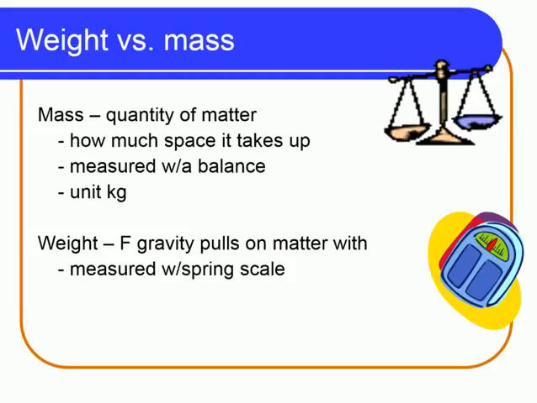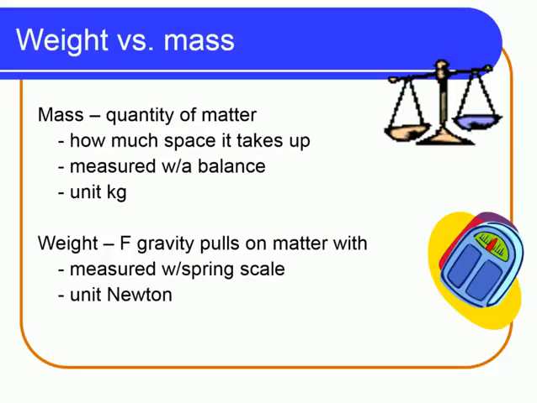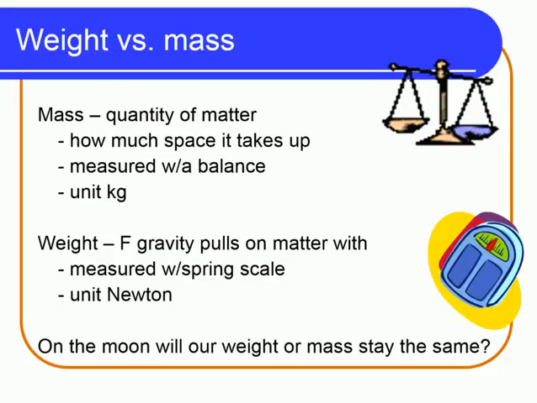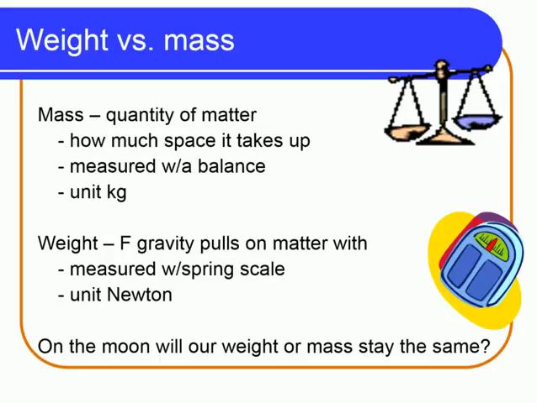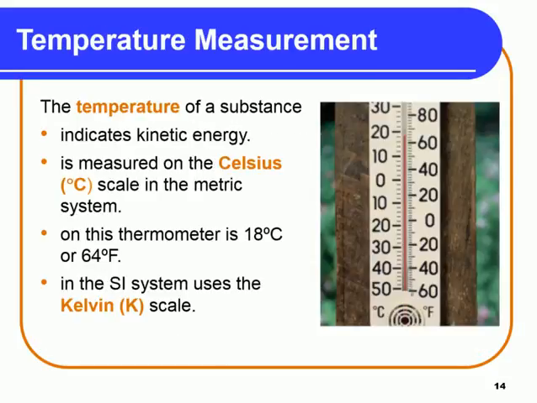You can measure weight with a spring scale. It has a completely different unit. It's called a Newton. When you guys move on to physics, you'll become a little bit more familiar with that. For example, on the moon, our mass will be the exact same because we're still made of the same stuff, but our weight will be less because the gravitational force on the moon is significantly less.